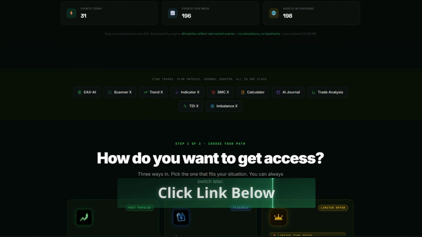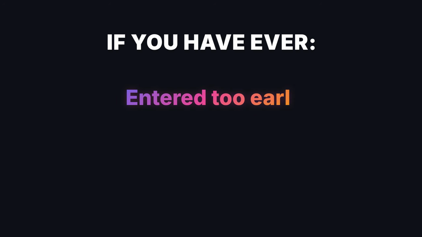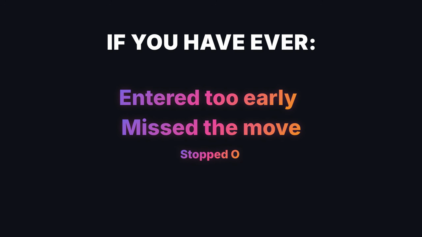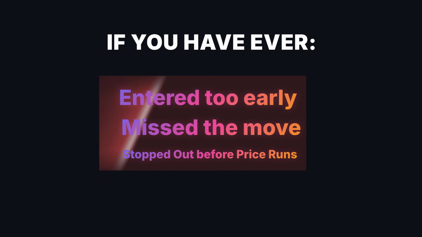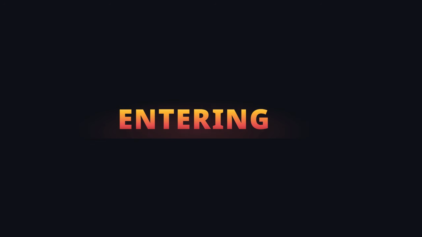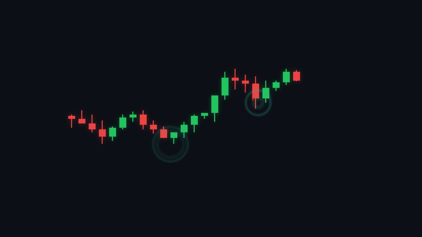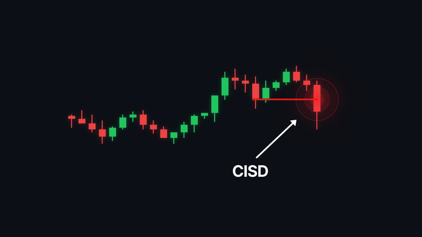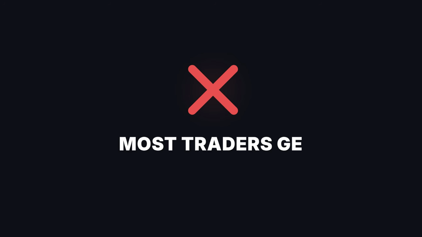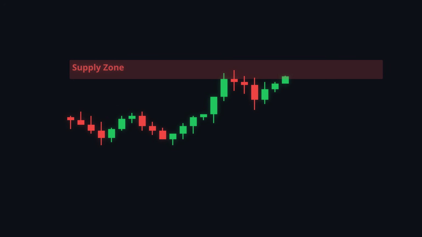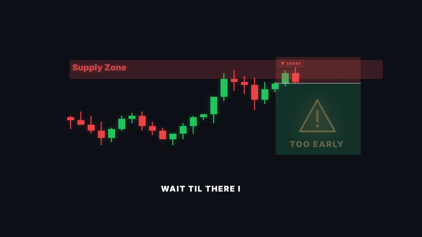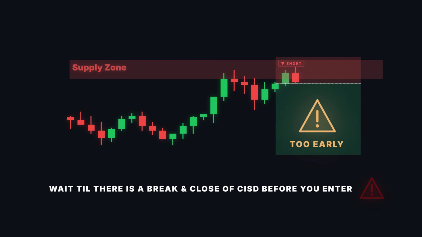Now let's get into it. If you've ever entered too early, missed the move, or got stopped out before price runs, this is exactly why. You're entering without confirmation. CISD stands for Change in State of Delivery. But don't worry about the name. All it really means is price has shifted from one direction to another. But here is where most traders get it wrong. They enter before the break of the CISD. That's too early. Smart money doesn't enter until there's a break and close of the CISD.